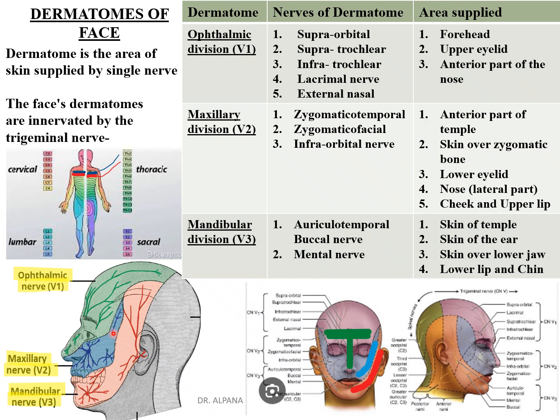The dermatome of the maxillary nerve is supplied by zygomaticotemporal, zygomaticofacial, and infraorbital nerve. Through these three branches of maxillary nerve, the area supplied is the anterior part of temple region, skin over the zygomatic bone, lower eyelid, lateral part of the nose, cheek, and upper lips.